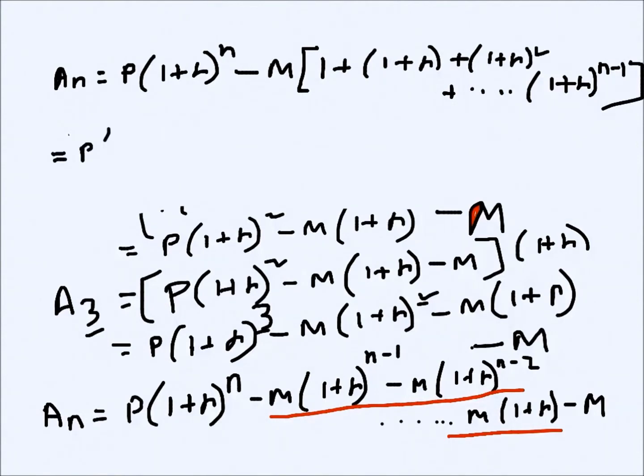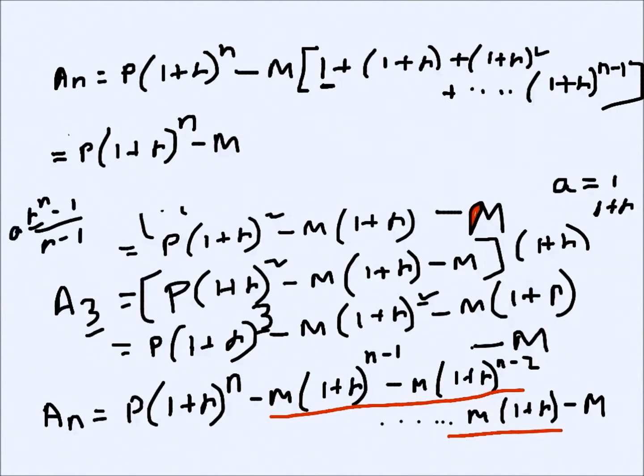So what we can see here is this is a geometric series where a, the first term, is 1 and the common ratio is 1 plus r. So we can add these all up from the formula, which is a times r to the power n minus 1 over r minus 1, where r is the common ratio. In this case 1 plus r is the common ratio and a is 1, so it becomes 1 plus r to the power n minus 1, over 1 plus r minus 1, which will result in just r here. So that's the formula.